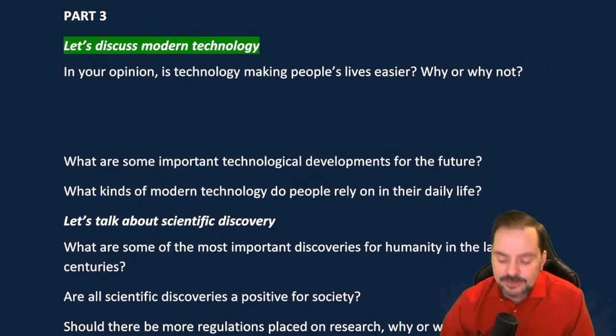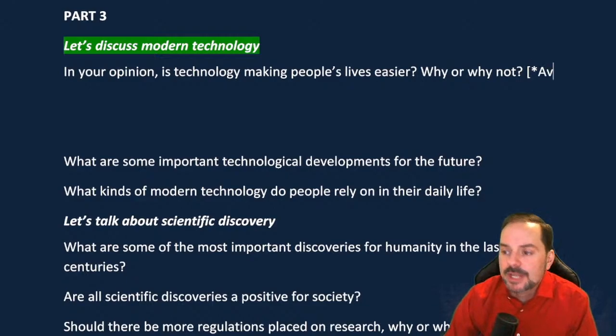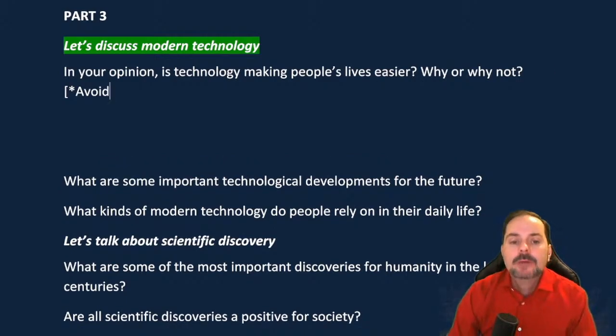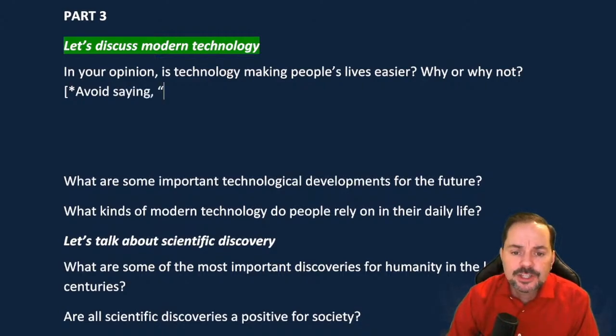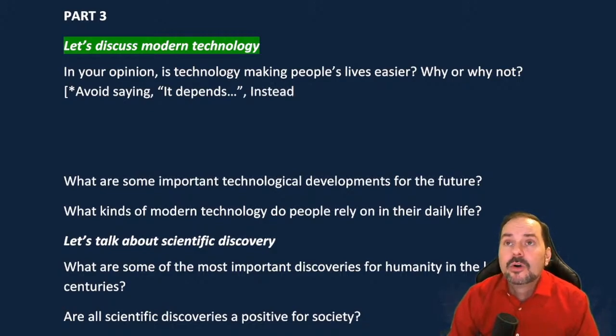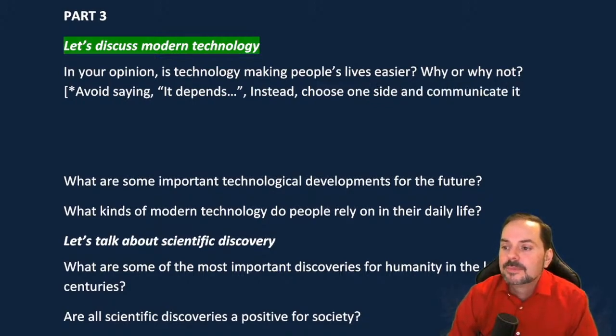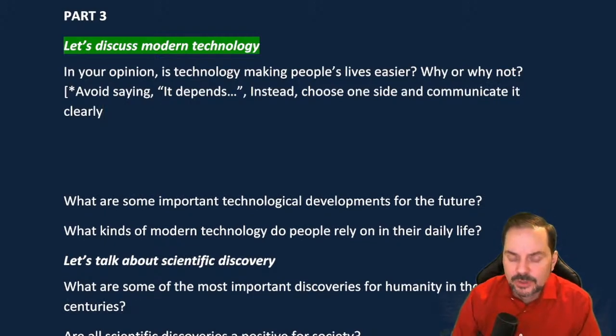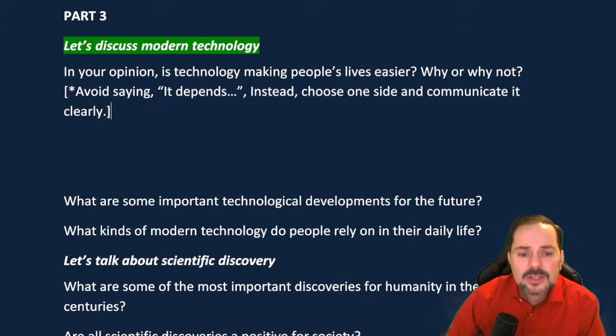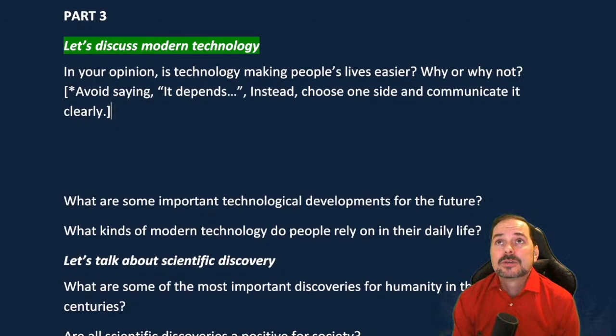Now, I definitely recommend staying away from "it depends," so avoid it. Sometimes it's unavoidable, but avoid saying "it depends." Instead, just choose one side. This is the IELTS. So choose one side and communicate it clearly. You'll get a better band score. You'll be more fluent. When people say it depends, this often leads to confusing communication as well. So you want to avoid the "it depends." All right, Delaney, you can improve to a band 7 by following this lesson.